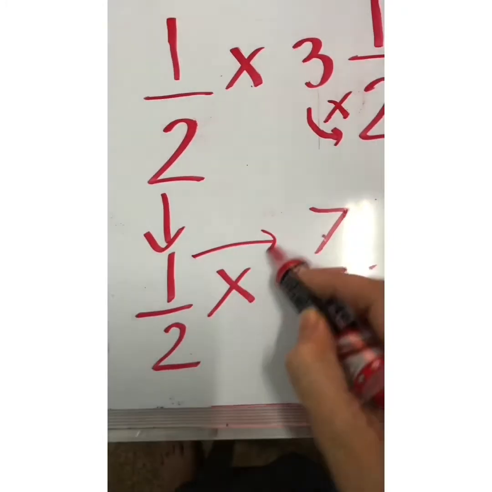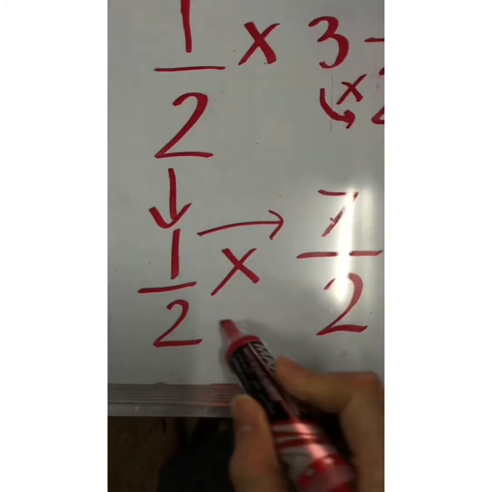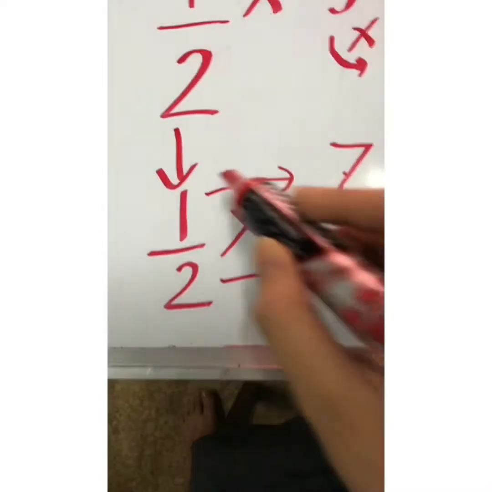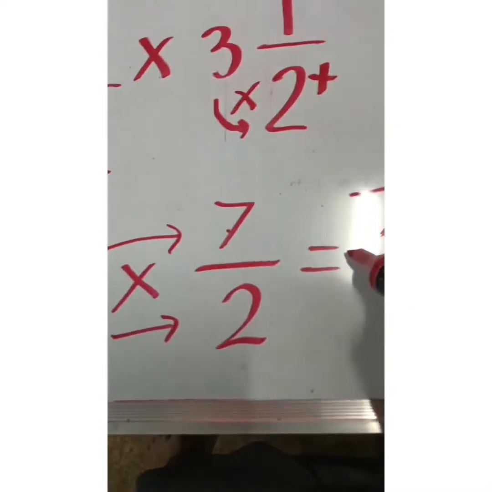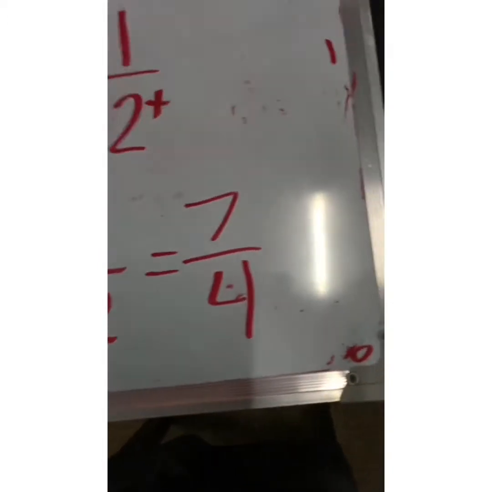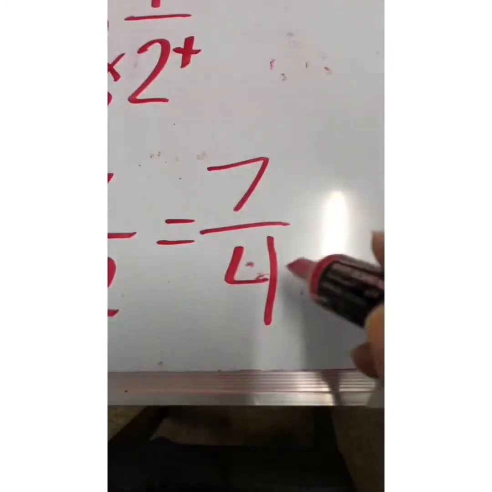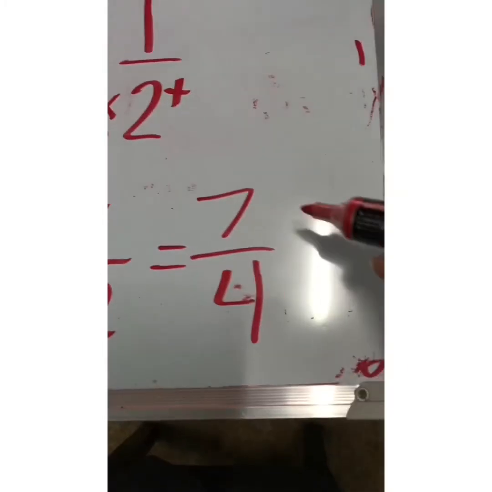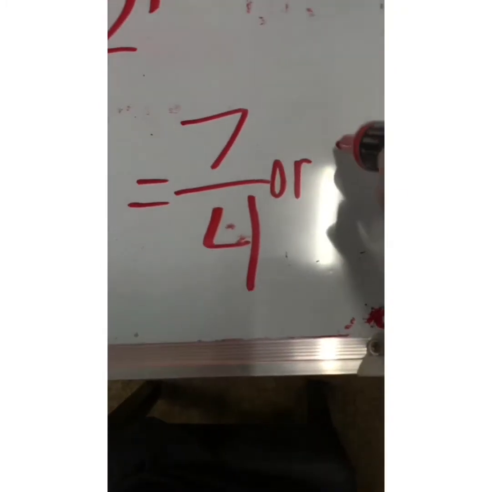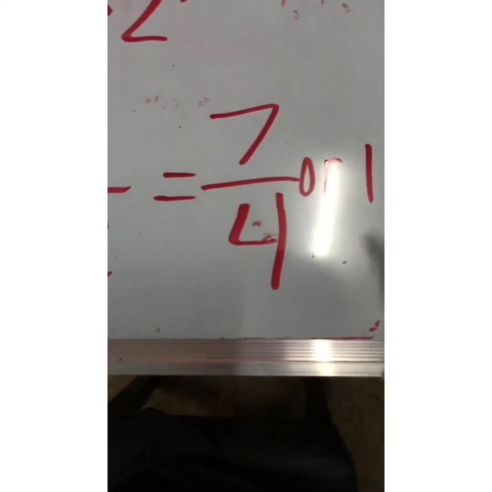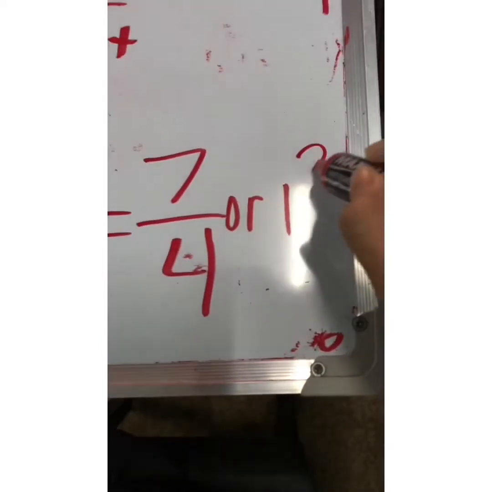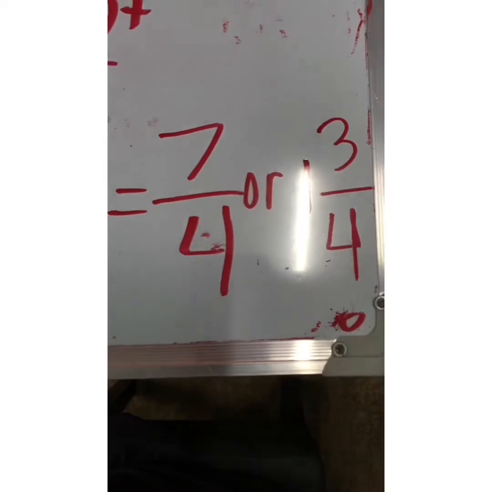Okay, now, since they don't have a GCF, we will multiply the numerator by the numerator and the denominator by the denominator. 1 times 7, 7, over 2 times 2, we got 4. And since our answer is an improper fraction, we need to change it to a mixed number again. 7 divided by 4. How many 4s can you get from 7? We will get 1, right? And the remainder will be 3. Then copy the denominator 4.